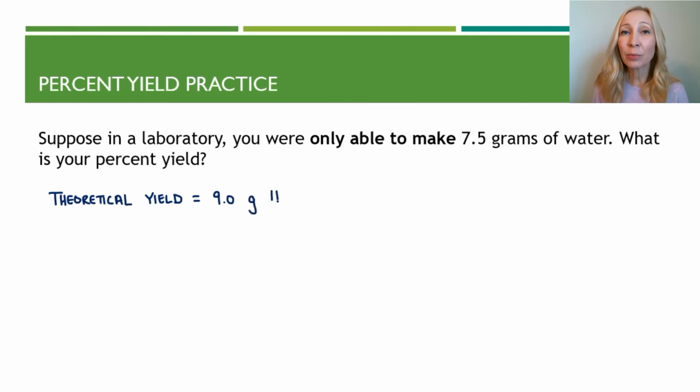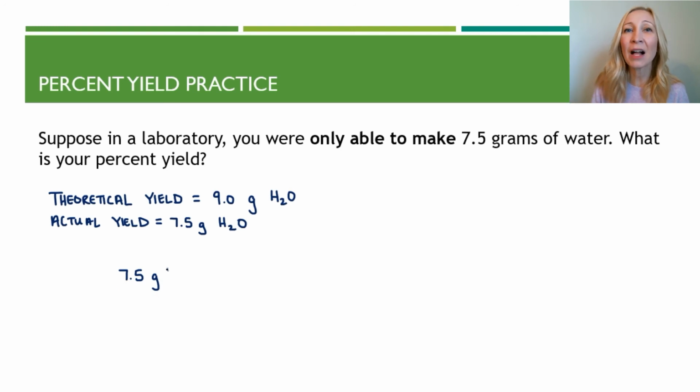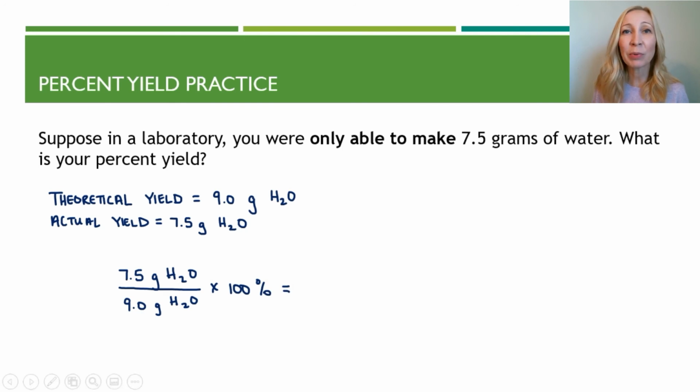Now, if you look back to the previous videos, you'll see that our theoretical yield should have been 9.0 grams of water. This is how much we calculated that we would be able to make with the amounts of ingredients that we had. Now, we only actually were able to make 7.5 grams of H2O. We take our actual yield, 7.5 grams of H2O, divided by our theoretical yield, or what we calculated, which is 9.0 grams of H2O. We multiply by 100%, and we get our percent yield. So if I do this on a calculator, I get 83%. And that is my percent yield for this reaction.